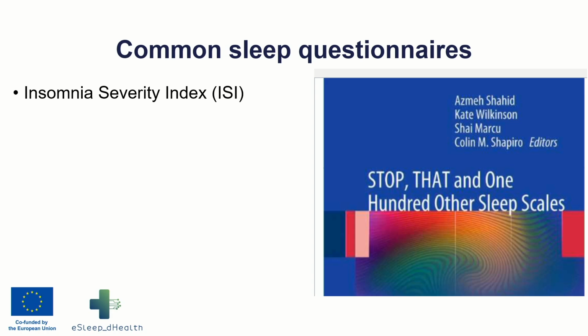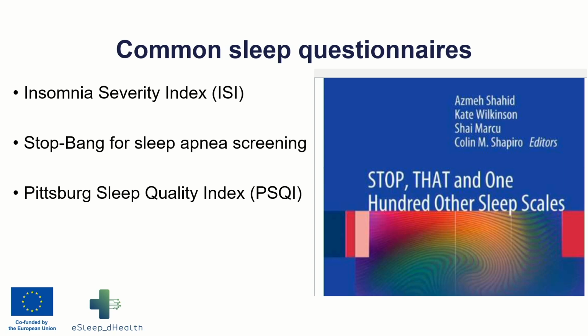But the most common ones that I believe are used are the Insomnia Severity Index, or ISI, which I'm sure will be mentioned in the insomnia talks. We have the so-called STOP-Bang, which is to screen for obstructive sleep apnea. We have the Pittsburgh Sleep Quality Index, or PSQI, which measures the overall sleep quality, and you get a score, as well as the so-called Epworth Sleepiness Scale, or ESS. And this scale is most typically used to measure whether you have excessive daytime sleepiness.